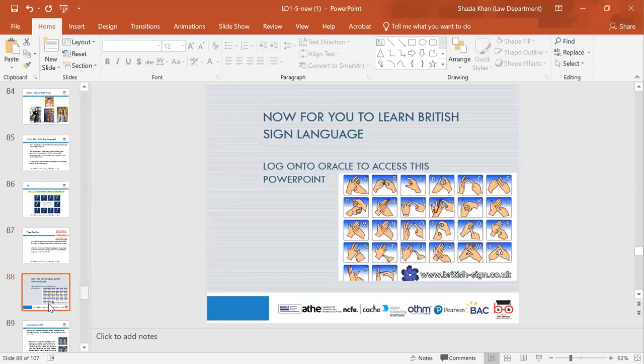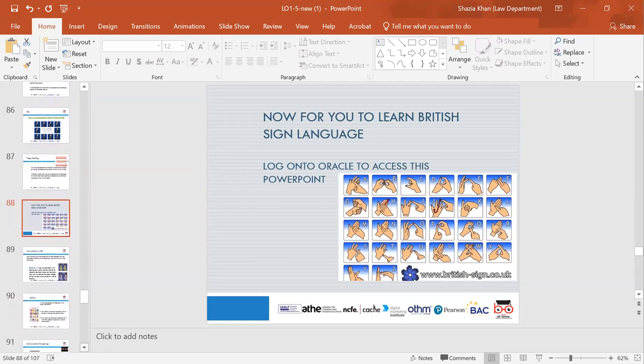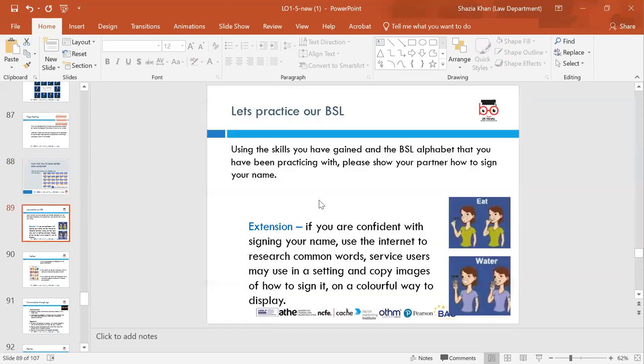Now, for you to learn British Sign Language, you can log on to Oracle to access the PowerPoint. This actually helps you as an individual to identify any issues around sign language, but also to identify how to do certain phrases in sign language, like how to say hello, how to say thank you, how to spell someone's name. It helps individuals if they need to communicate with anyone that has any issues around using BSL.